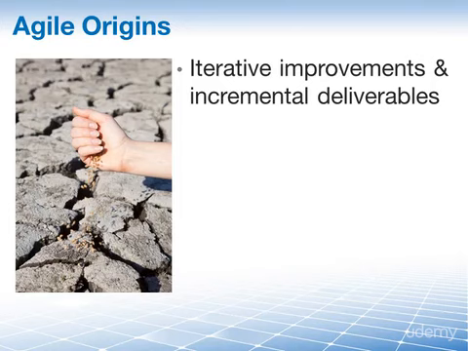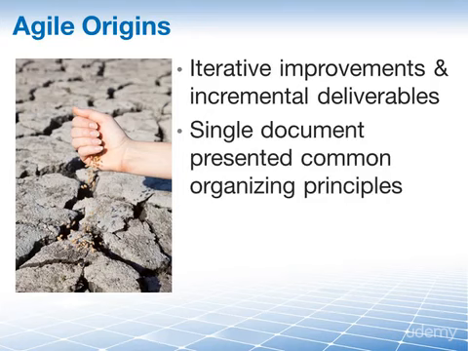Although many different Agile methods became popular during the 1990s, a group of 17 software developers who had been practicing these varied Agile methods met in February of 2001 in Snowbird in Utah to determine the commonalities between these different methods. The result was the Agile Manifesto, which presented these common organizing principles in a single document, which to this day still offers valuable insight to help guide the successful execution of Agile projects.